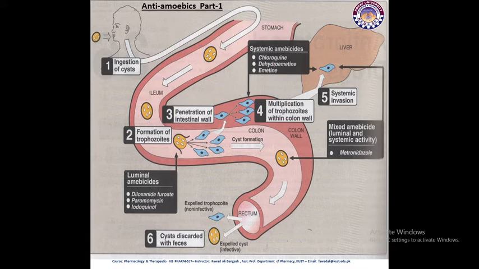The second group is the systemic amoebicides, which block systemic invasion, for example chloroquine and dehydroemetine and emetine, which block the multiplied trophozoites in the liver. The third class of anti-amoebic drugs is the mixed amoebicides, which have both luminal and systemic activity.